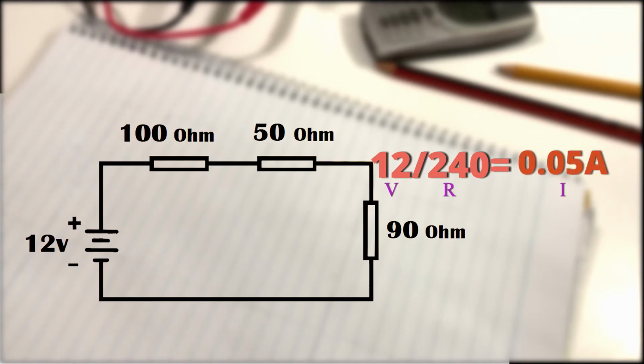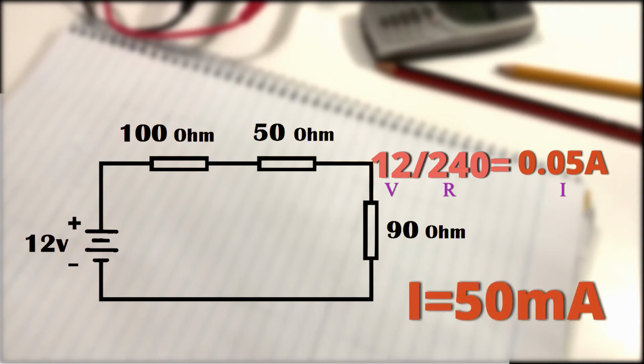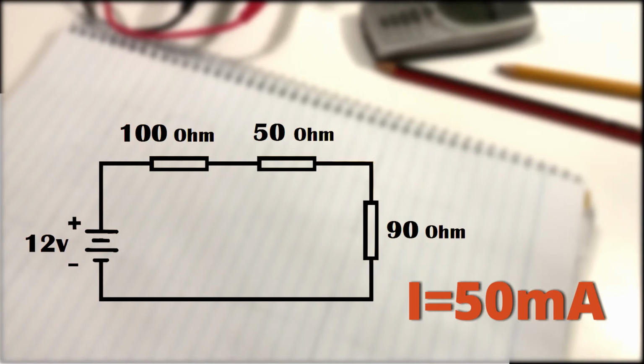0.05 amperes. Another way to say it is 50 milliamperes, because 5 hundredths of something is the same thing as 50 thousandths of something. So we can tell that the current in that circuit is going to be 50 milliamperes. So why is that? The current stays the same in this circuit even though it consists of different resistors.